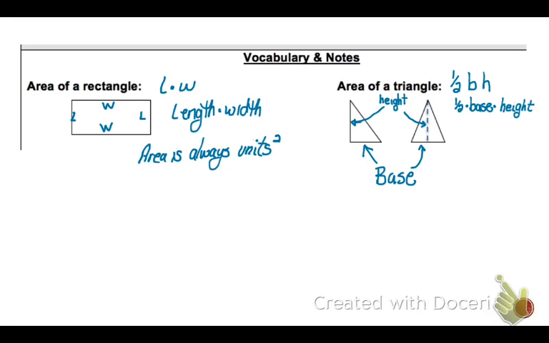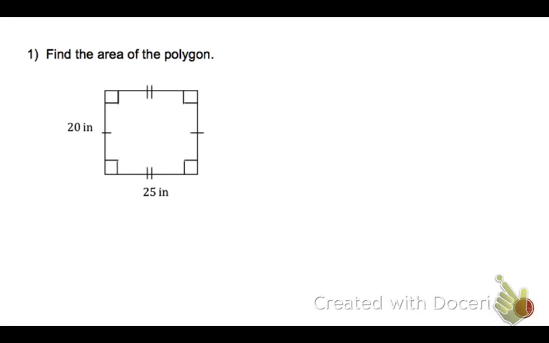Now let's use these in action. We found the perimeter of this shape in our last slide. Let's find the area of this polygon. Well, the first thing I'm going to do is write down the formula for the area of a rectangle, which is length times width. And then I'm just going to pick one of these sides and call it my length and one call my width. And it doesn't matter which.